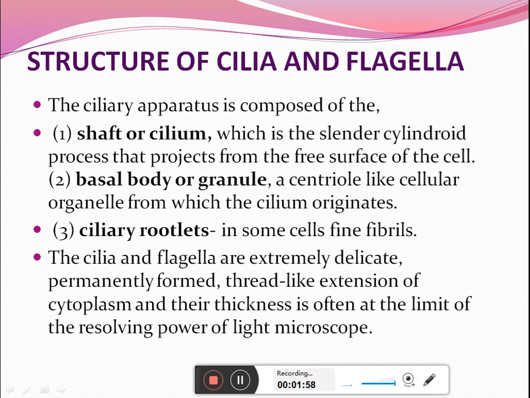Next is the structure of cilia and flagella. The ciliary apparatus is composed of the shaft or cilium, which is a slender cylindroid process that projects from the free surface of the cell. Next is the basal body or granule, a centriole-like cellular organelle from which the cilium originates. Next are the ciliary rootlets, in some cells like fine fibrils. The cilia and flagella are extremely delicate, permanently formed thread-like extensions of cytoplasm, and their thickness is often at the limit of the resolving power of the light microscope.